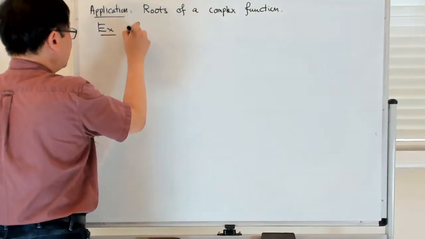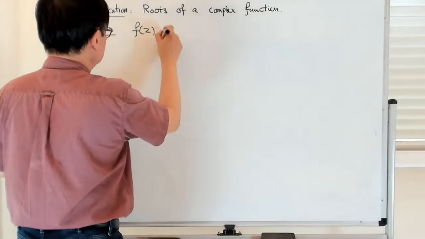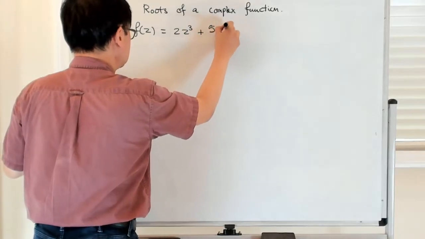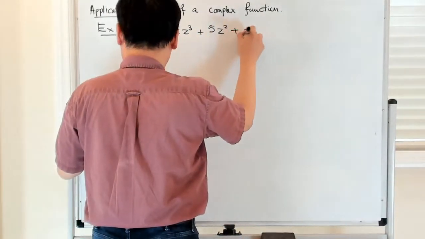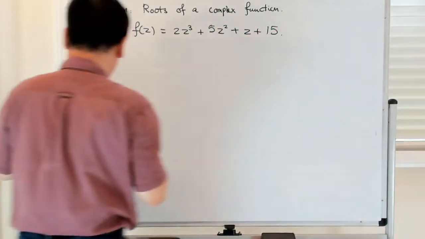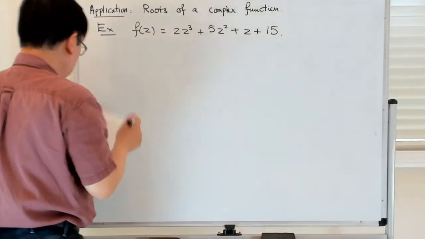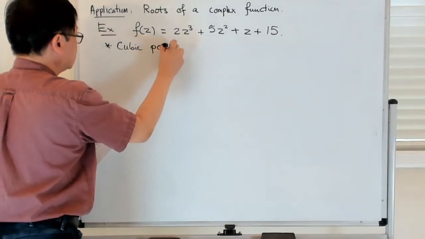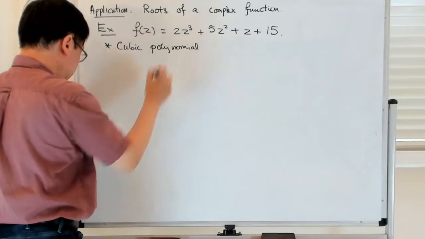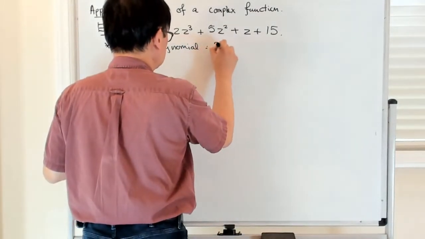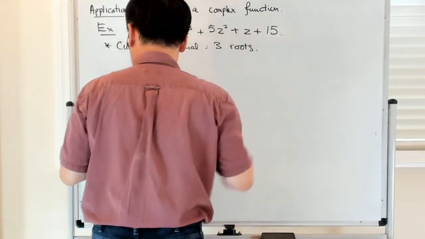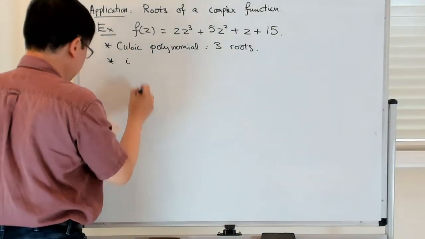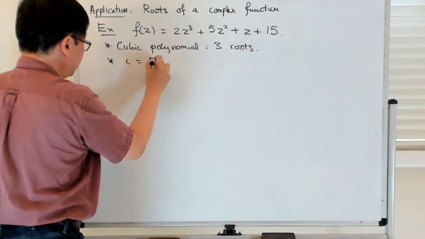Let's say I have a complex function f of z, which is 2z cubed plus 5z squared plus z plus 15. This is a cubic polynomial, so it has 3 roots. And here, i is the square root of minus 1.